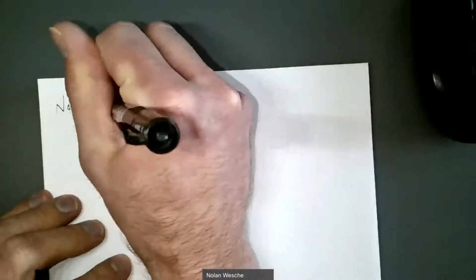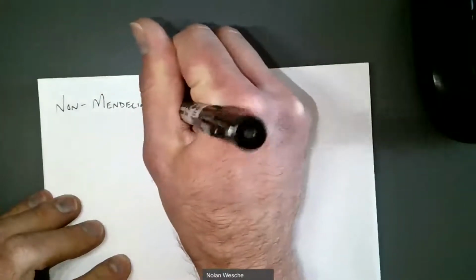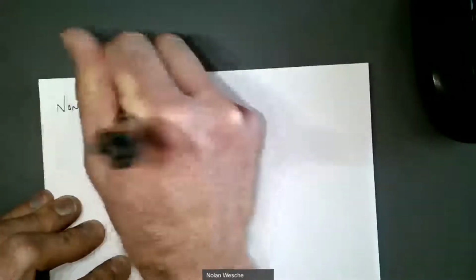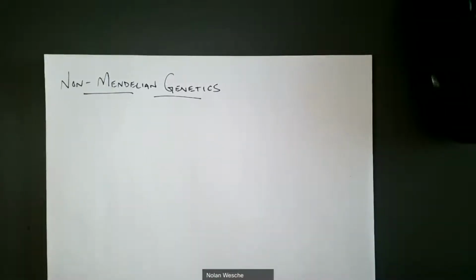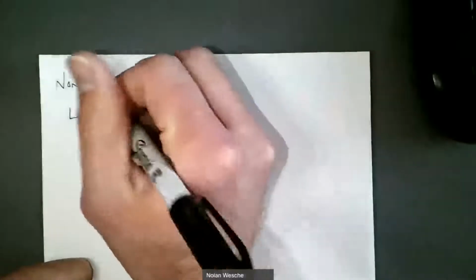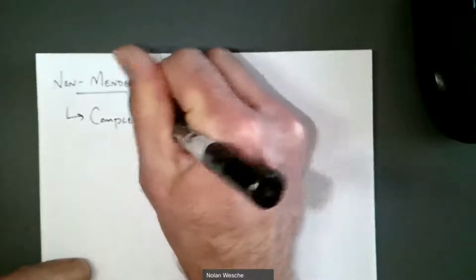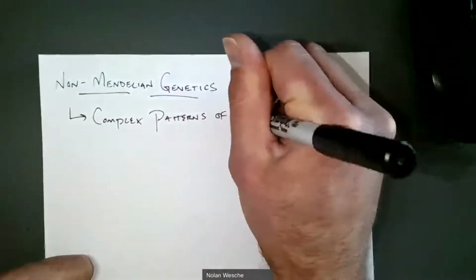So we're going to be looking at something we call non-Mendelian genetics. They're non-Mendelian genetics because they're going to result in ratios that differ from what we would have expected to see with Mendelian genetic patterns. These are typically more complex, so we'll call them complex patterns of inheritance.